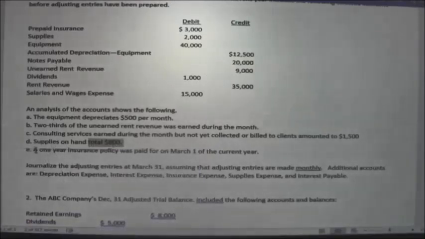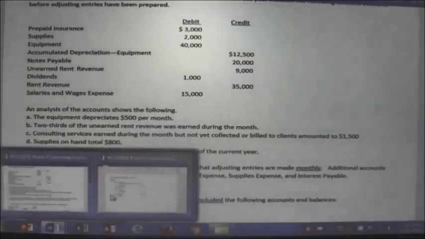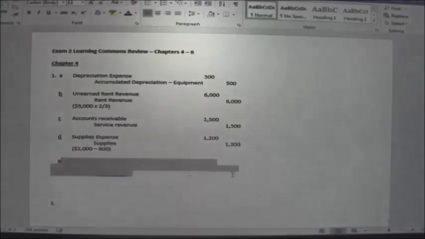And E. A one-year insurance policy was paid for on March 1st of the current year. So as a one-year insurance policy is paid for on March 1st, that means we take this $3,000 and divide it by what? 12. Okay? You take your $3,000, you divide it by 12, and you will end up here with $250 for your insurance expense and prepaid insurance. Okay?